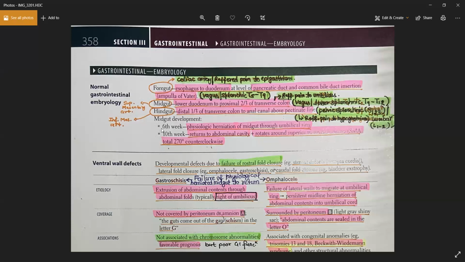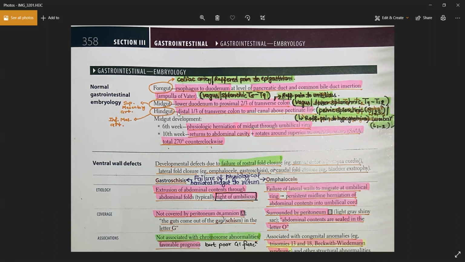Then you need to know about the midgut, which is the longest part. As you can see, the midgut gives rise to these structures from the distal duodenum up to the 2/3 of the transverse colon, and these include the distal duodenum, then the jejunum, then the ileum, then the cecum, then the ascending colon, and then the 2/3 of the transverse colon. So this midgut is the largest structure among these three. So what happens during the 6th week of development?